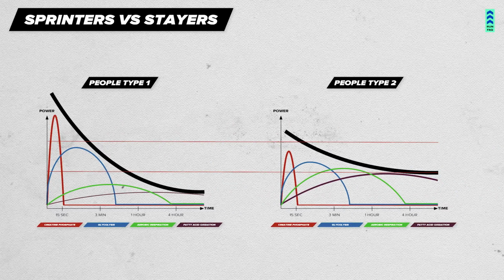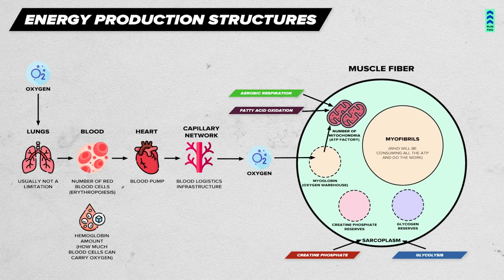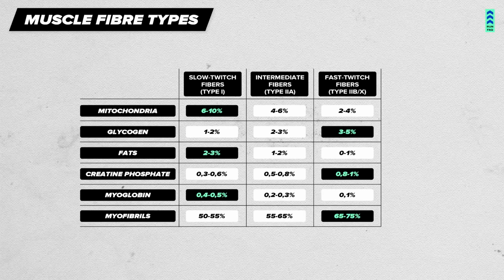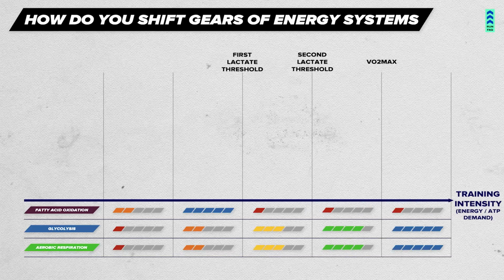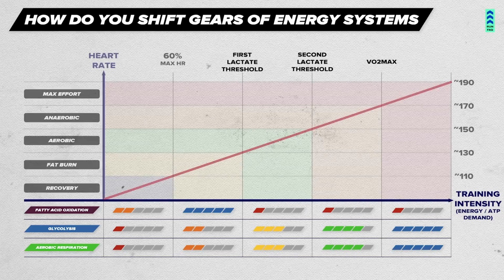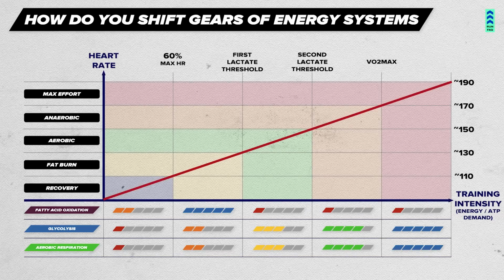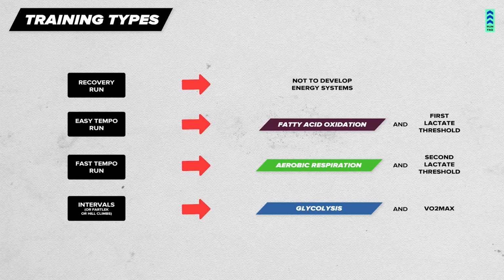When we focus on developing a particular method, we're also developing specific structures in our body. For example, muscle types are linked to the energy systems they rely on. We also learn how our body selects its energy production method based on workout intensity, and how heart rate zones correspond to gears in this system. Finally, we went over the different training types that develop each energy system. I think that's more than enough for one video.